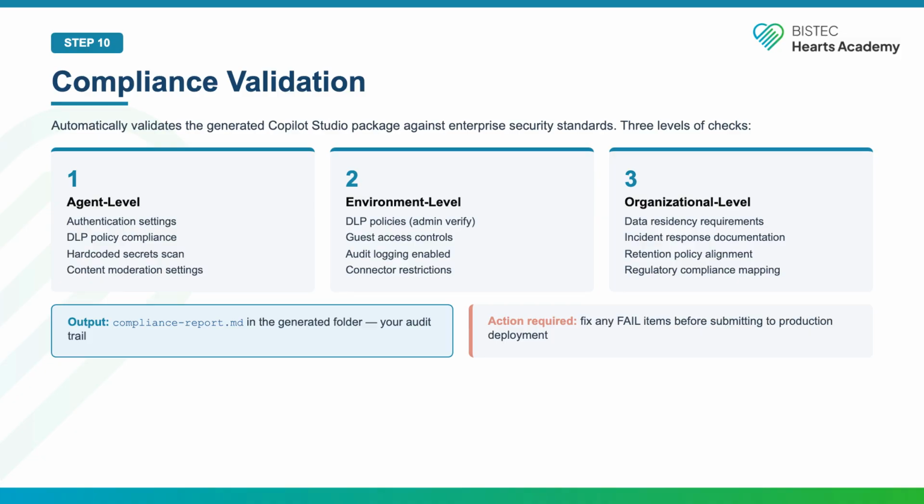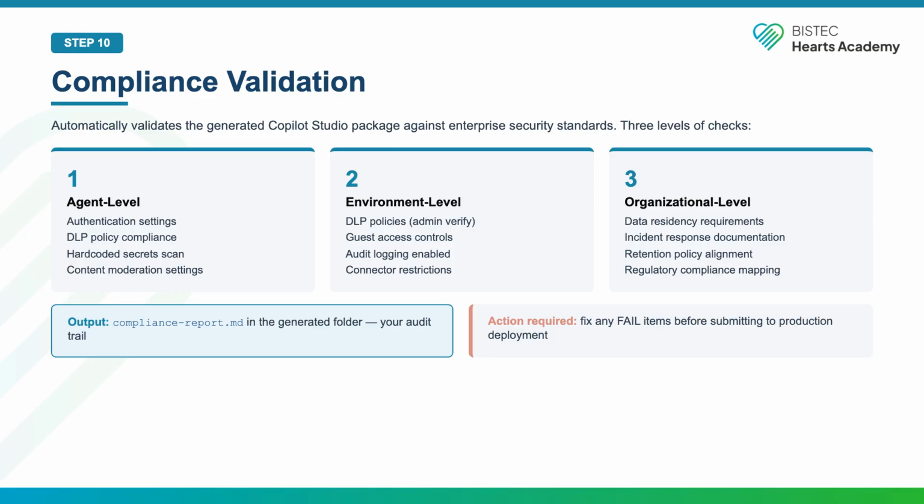Environment-level checks look at the Power Platform environment the agent will be deployed into. Some of these require an admin to verify DLP policies, guest access controls, audit logging, and connector restrictions. The checker flags these for human review. It cannot configure them for you.